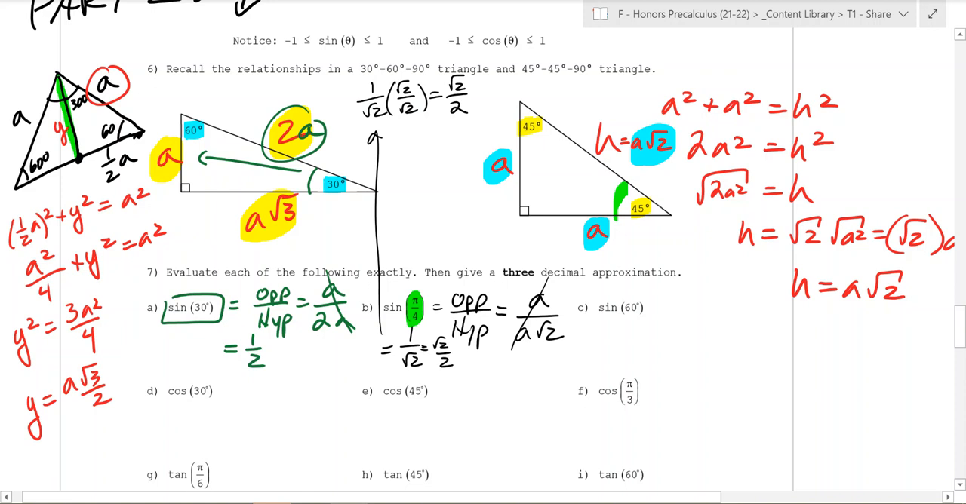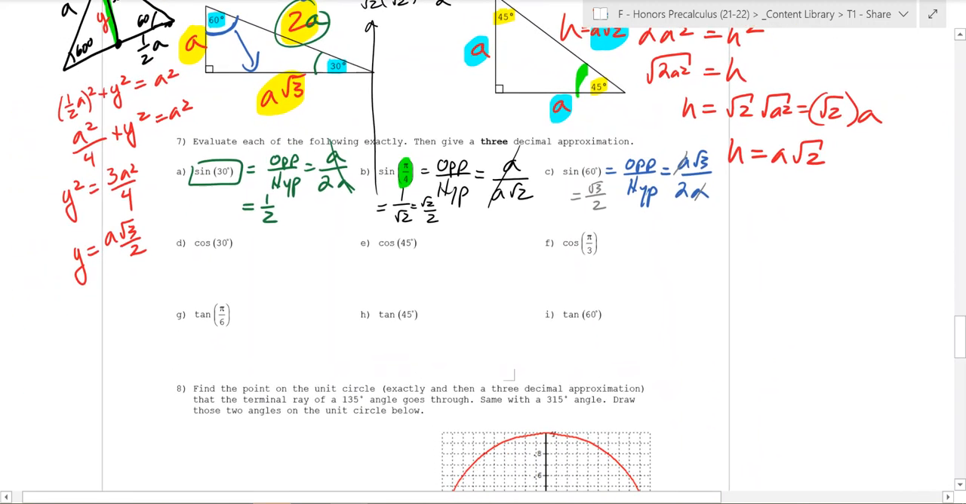The sine of 60 degrees is going to be looking at this angle right here. And again, remember, sine is opposite over hypotenuse. The opposite side is a root 3, and the hypotenuse is still going to be 2a. When you do this out, the a's cancel, and you're left with root 3 over 2.